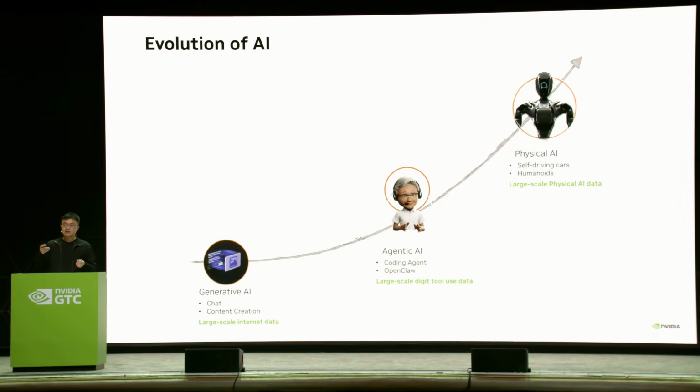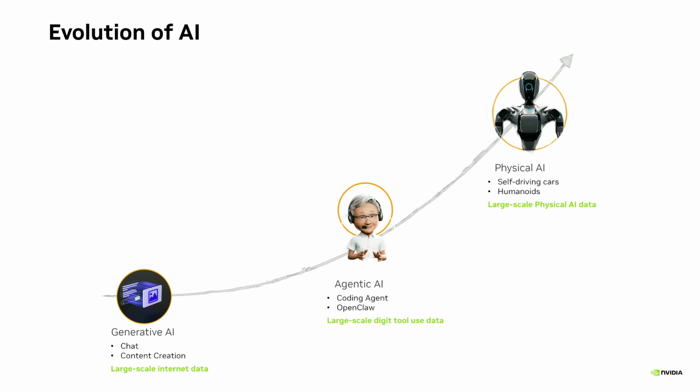Physical AI is about using Gen AI to control physical tools, going from digital tools in agentic AI to physical tools. And popular physical tools include vehicles, robots, humanoids.